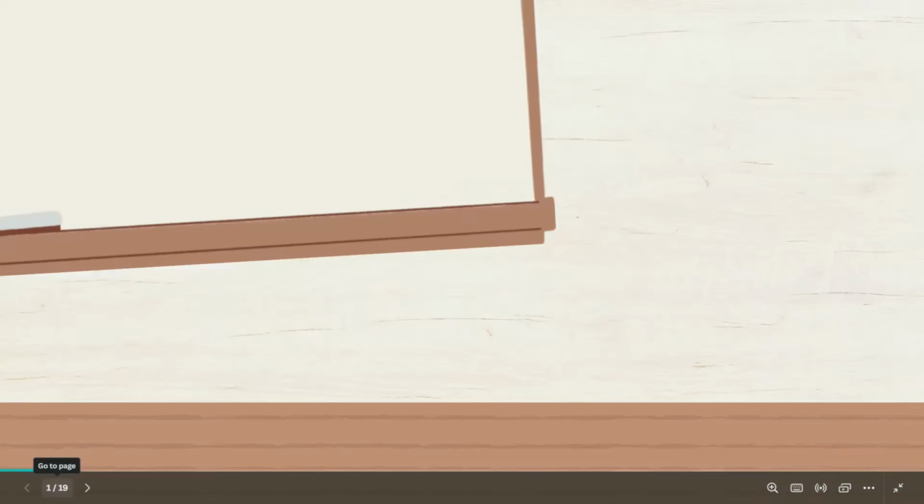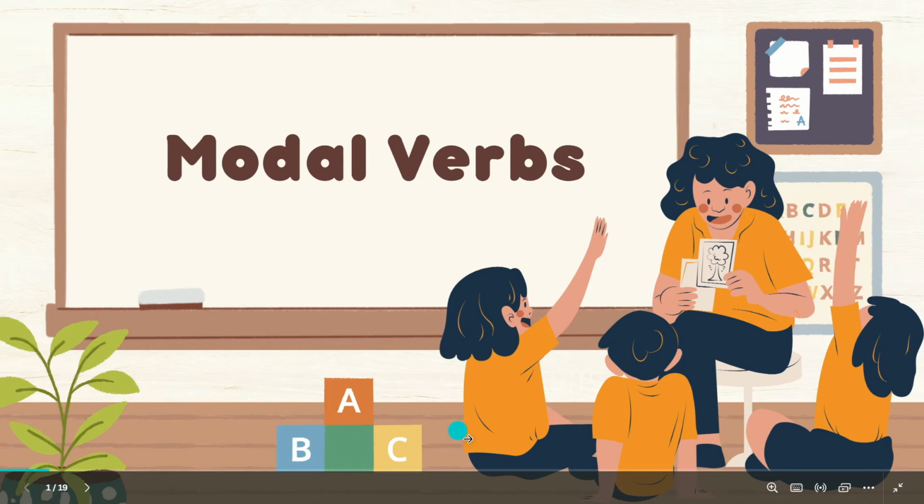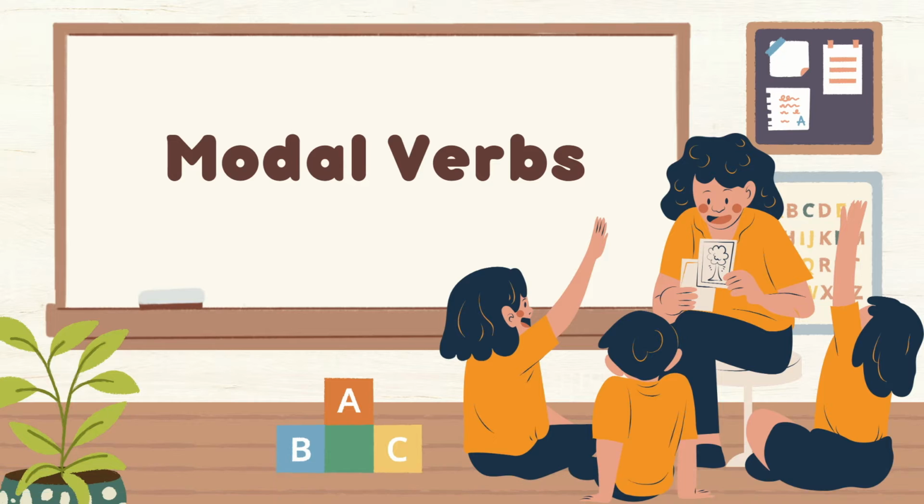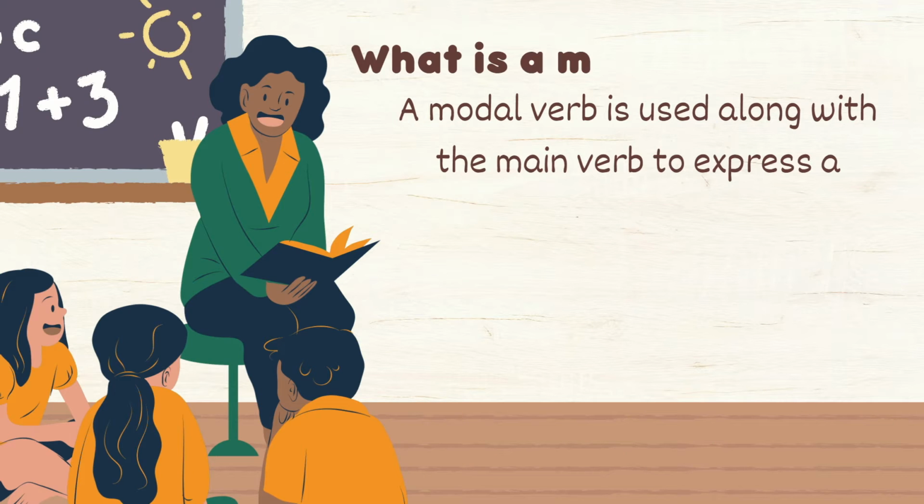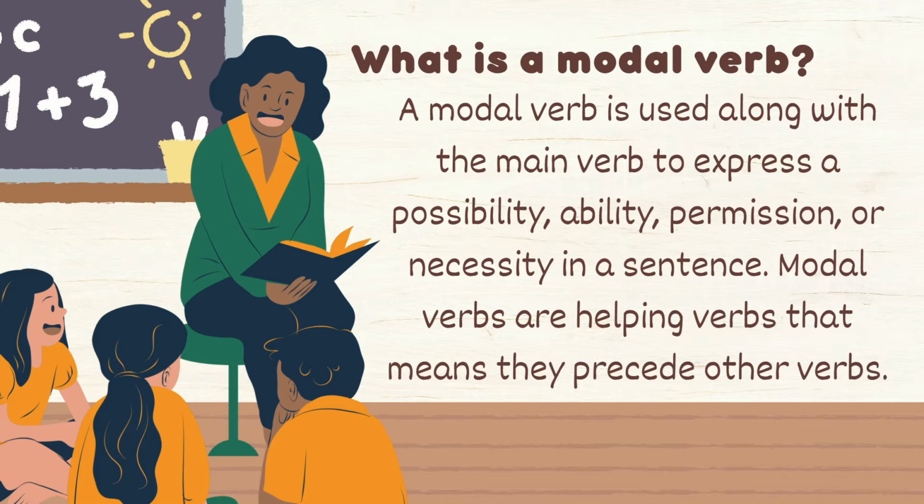Our topic for this week is modal verbs. Welcome again, students. First, what is a modal verb? A modal verb is used along with the main verb to express a possibility, ability, permission, or necessity in a sentence. Again, modal verbs express a possibility, ability, permission, or a necessity in a sentence.